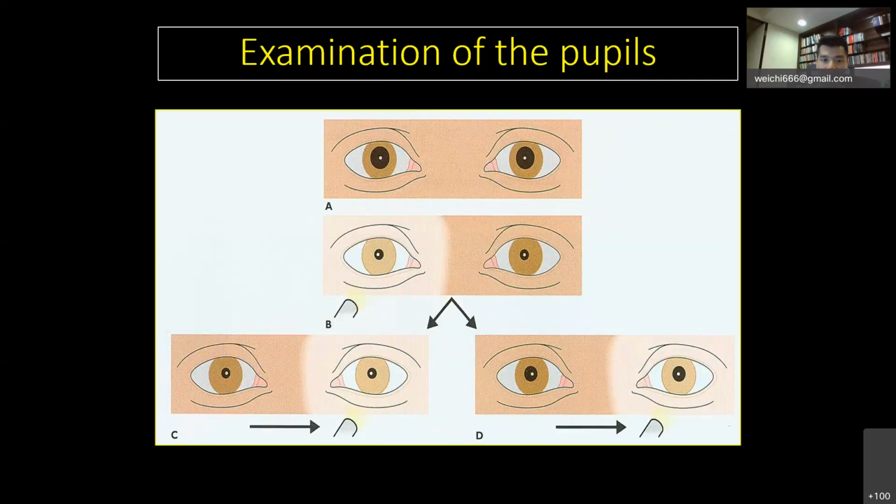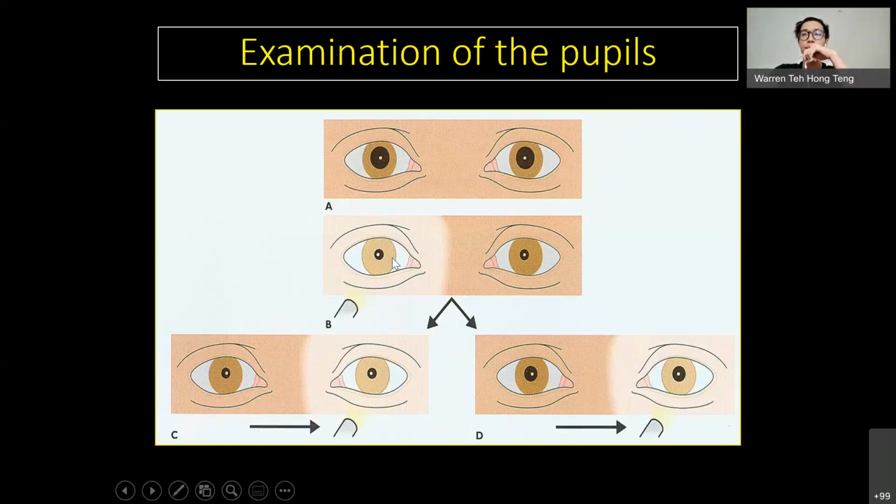So one of the important examinations is the examination of the pupil. You know the pupil responds to light, right? If you have a light, would the pupil dilate or constrict? When you have a light pointed at the patient's pupil, would the patient's pupil constrict or dilate? It will constrict. Constrict, like here. Yes, very good.